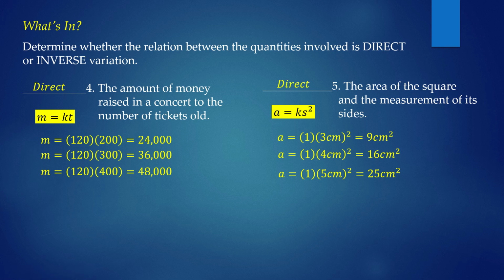So that is exactly direct square variation. Dili siya direct variation kay naay square. So this is an example of direct square variation, kay gi-square ang second quantity.